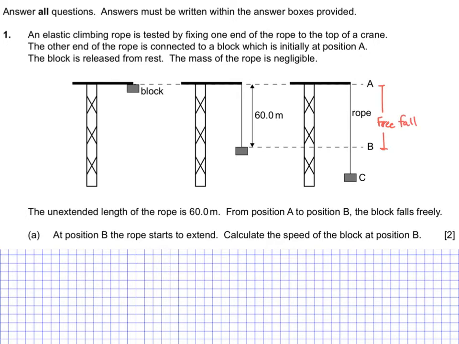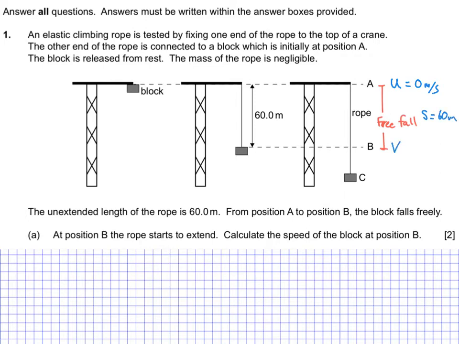All right, so let's write in some things that we know. It starts from rest. So the velocity at position A is its initial velocity. So that's our u, our initial velocity, and that's equal to 0 meters per second. We also know the displacement. The displacement is the distance it's going to free fall. In this case, it's the 60 meters. So our s, our displacement, is 60 meters.